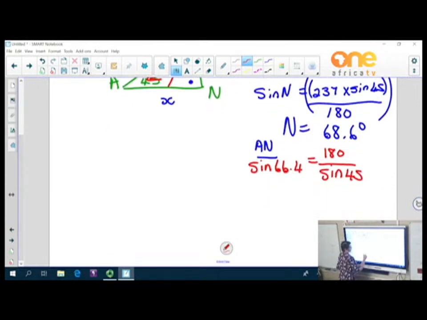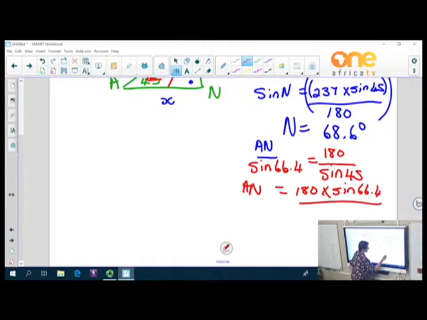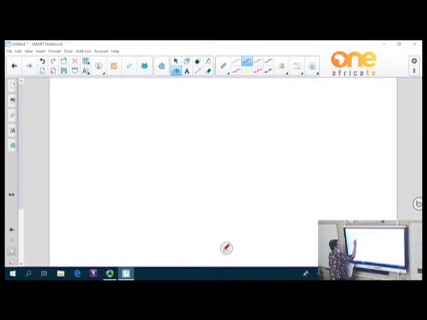And if we press the calculator now, AN is 180 times sine 66.4, divide by sine 45, and the distance then is 233 meters. The distance there. Right, now the last one on the sine rule.